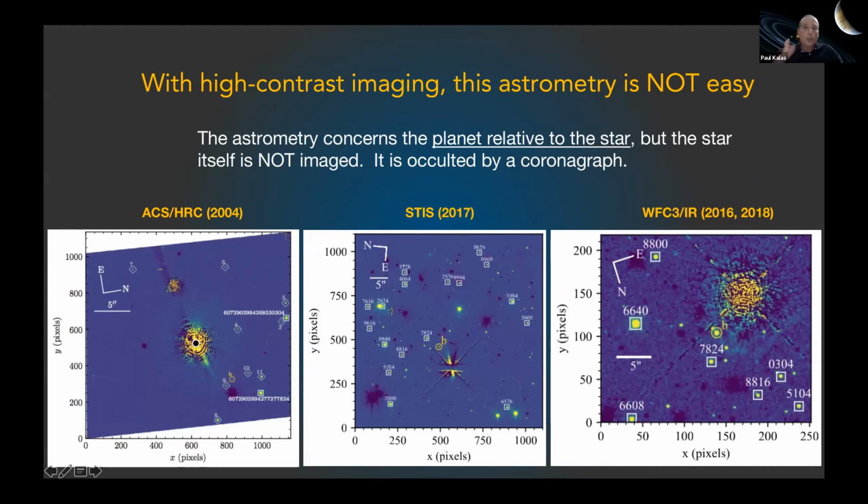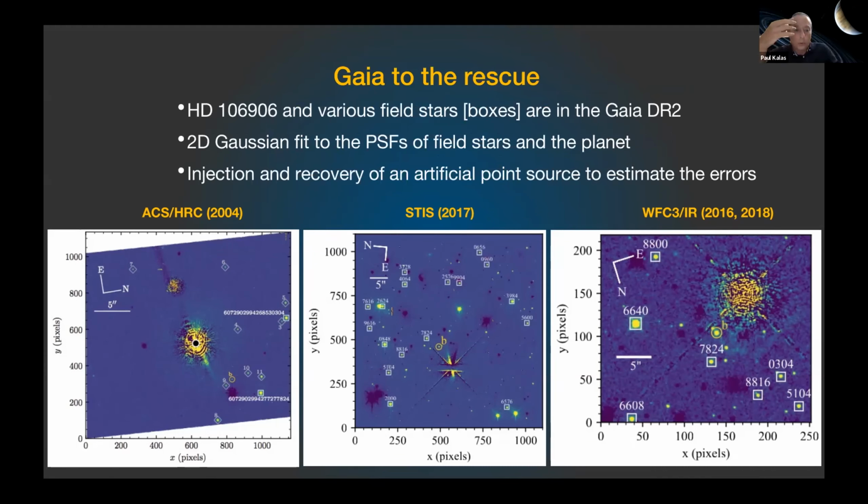So the solution was to use the Gaia catalog to create an astrometric reference frame within each image. So every star here that is surrounded by a square is in the Gaia catalog. The planet b is not detected by Gaia, but 106906, the star, is detected. So we could essentially find the position of 106906 at each epoch using our Gaia sources. So we have a precise determination of the stellar position, and then we could get the relative astrometry with respect to the planet b.